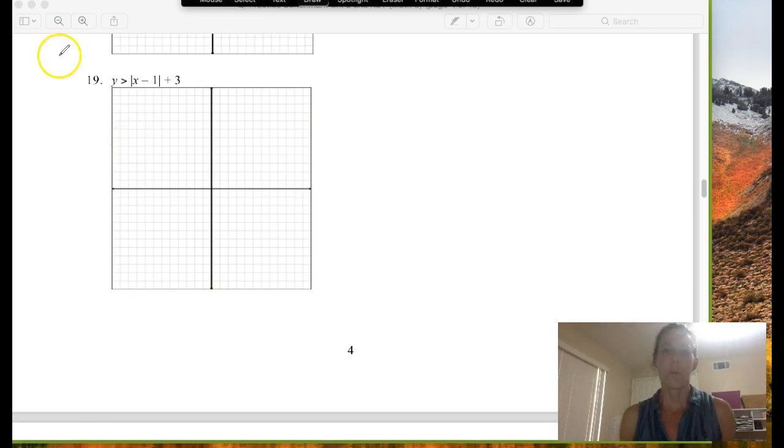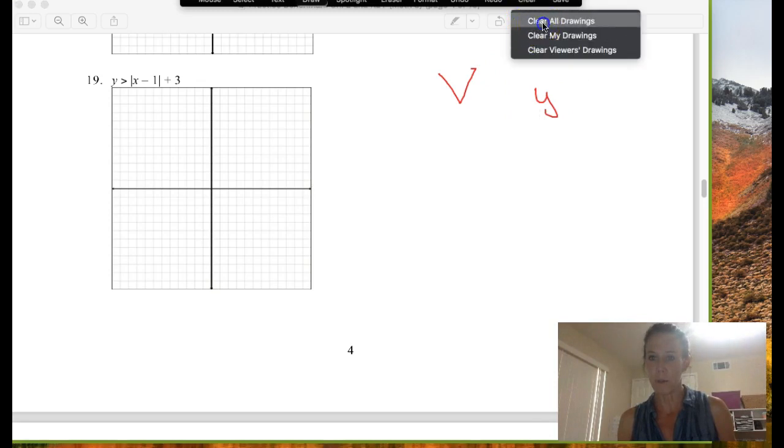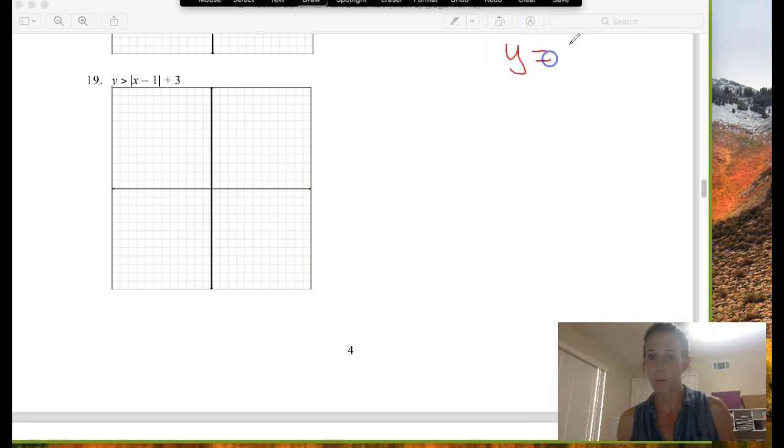Okay, so we have an inequality here that's an absolute value. Remember, the absolute value is this V shape. And just to review this, if we had y equals the absolute value of x, we would have the V shape at the origin. But I've taken that, if this were y equals, it's not, it's an inequality, but if it were, it would be x minus 1, and then add 3. So I've taken my origin of 0, 0.